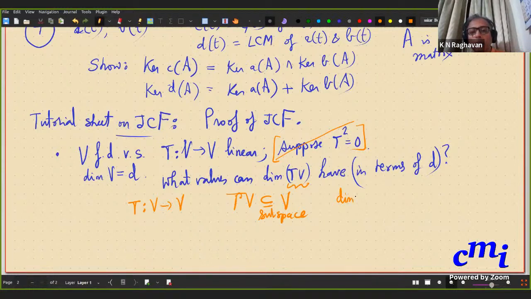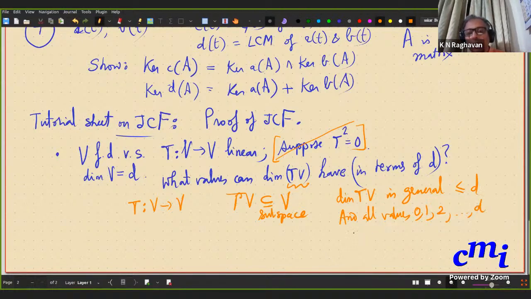dimension of TV in general is less than or equal to D. That's all you can say. And all values 0, 1, 2, up to D are possible, correct? You can construct linear transformations that take on any of these values.